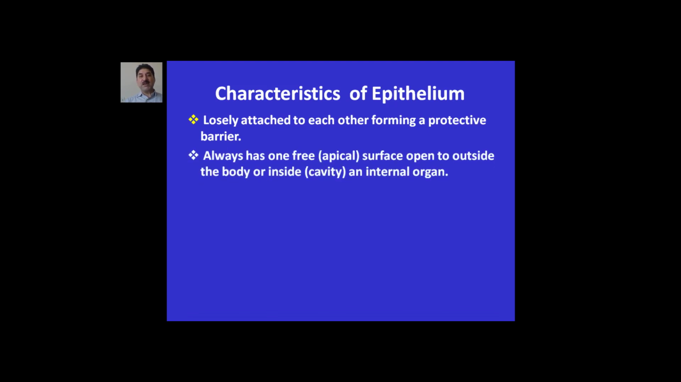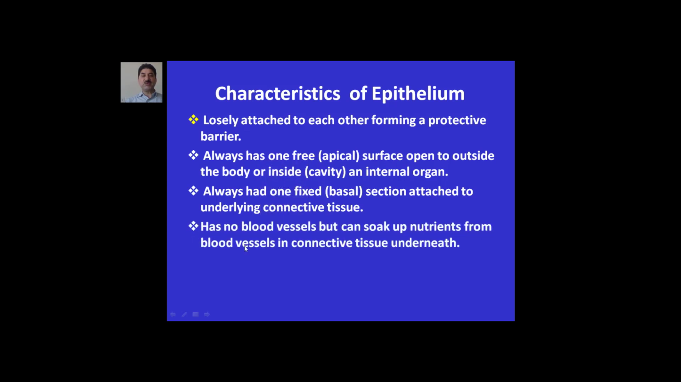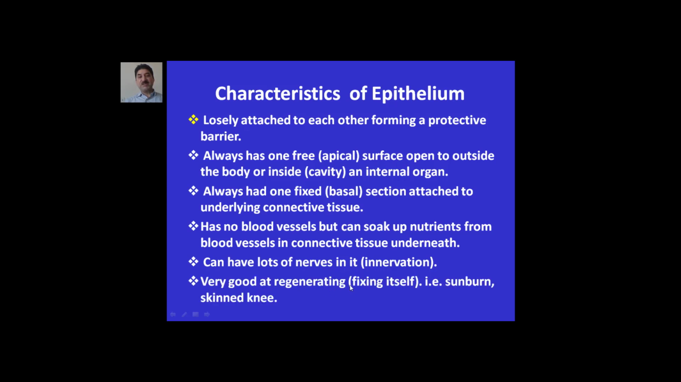Epithelial cells always have one free surface, which is open to the outside or inside an internal organ. Always has one free or apical surface which is open to outside the body or inside an internal organ. Always has one fixed basal section attached to the underlying connective tissue. Has no blood vessels but can soak up nutrients from blood vessels in connective tissue underneath. Epithelium can have lots of nerves in it. Epithelium is very good at regenerating.